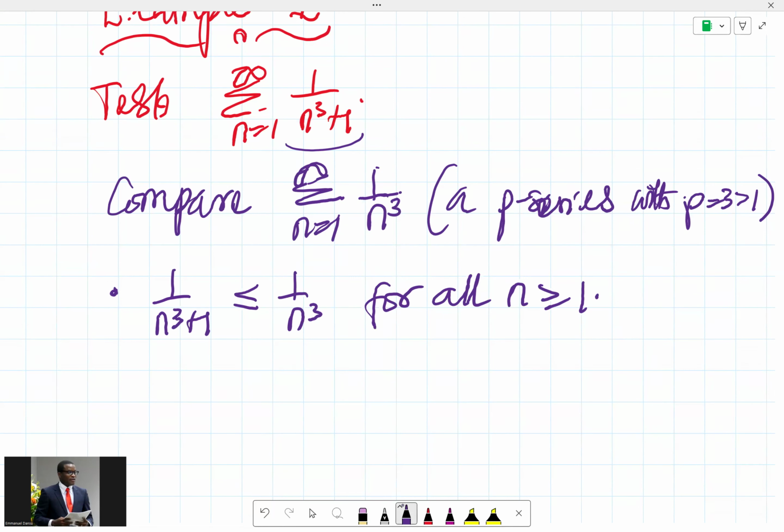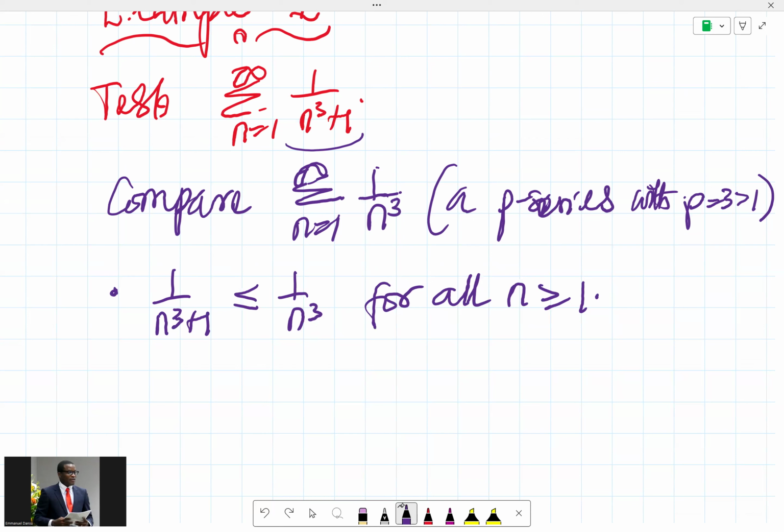So if n is 1, for instance, this will be half, and this will be 1, all right? So this is always less than or equal to this. Where are they even equal? At what point are they going to be equal even? Maybe at some fractional value, right? Yeah. So you consider 1 over n cubed plus 1 is always less than 1 over n cubed.